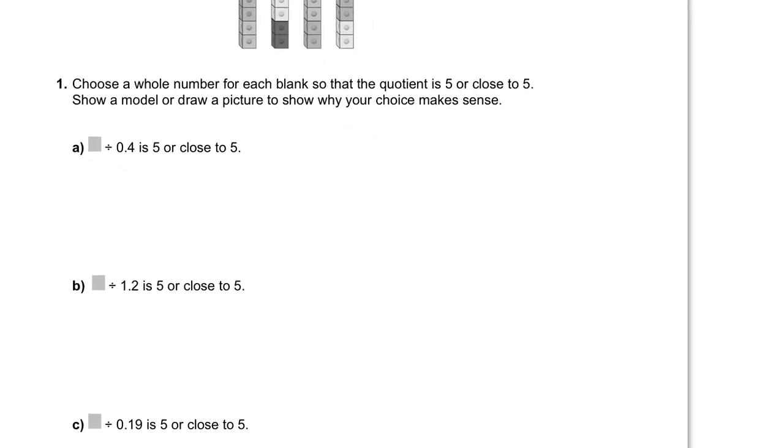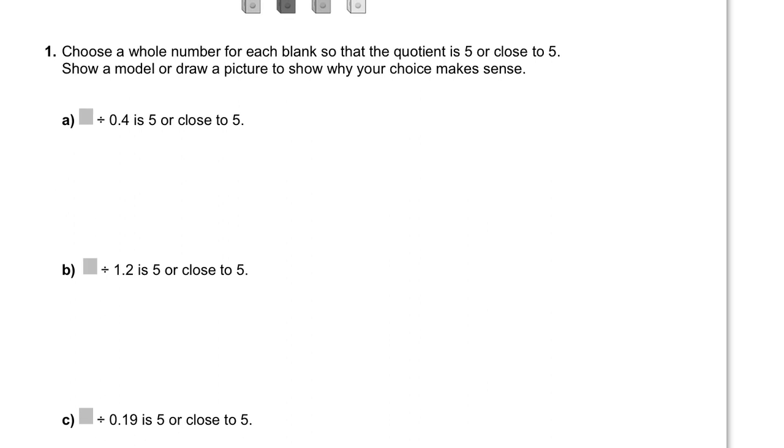Let's see what that first task is. It says, choose a whole number for each blank so that the quotient is 5 or close to 5. In case you've forgotten, quotient is the answer to a division question. Next it says, show a model or draw a picture to show why your choice makes sense.